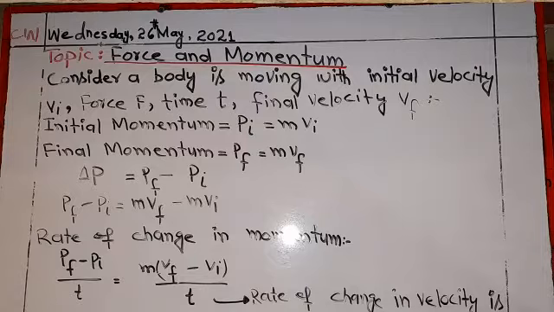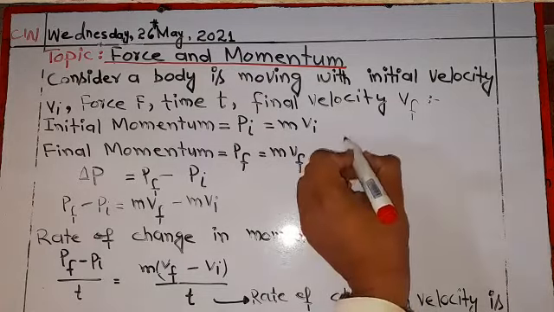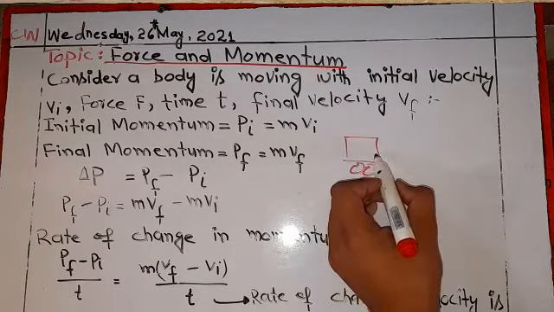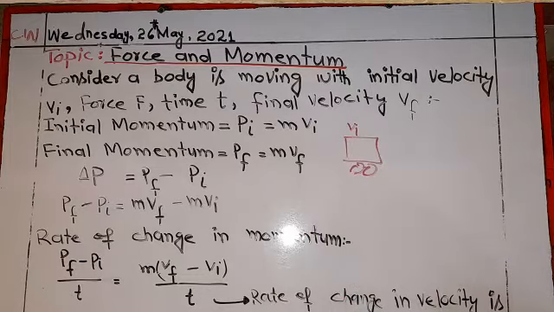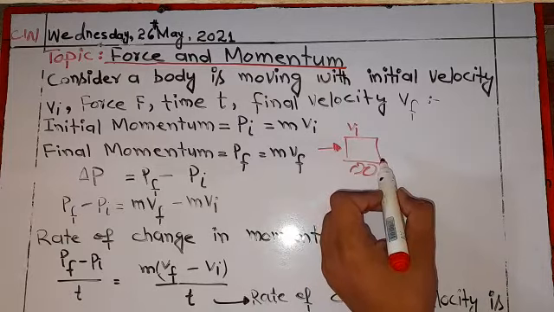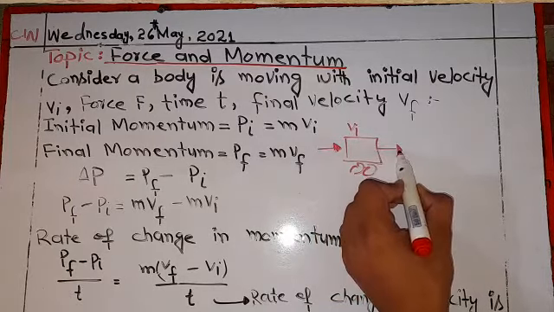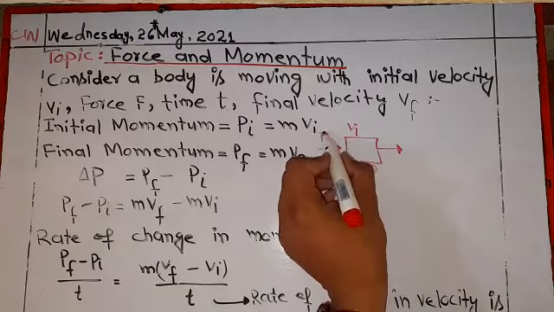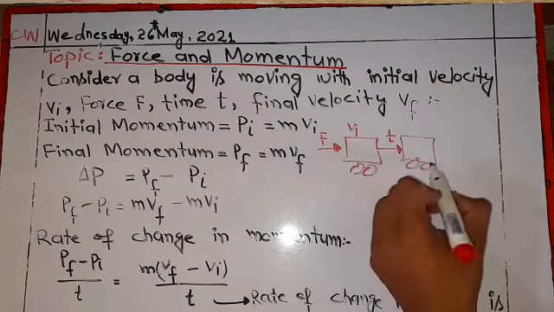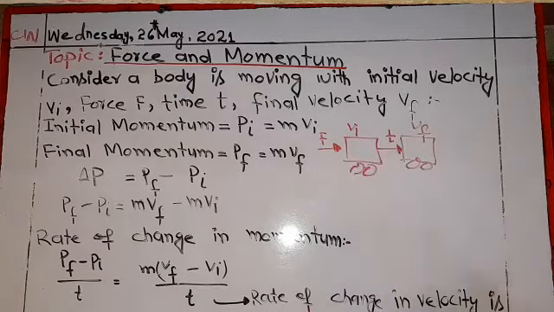Today we will discuss the relation between force and momentum. First of all, consider a body moving with its initial velocity, Vi. When we apply a force on that body, it will cover some distance in the direction of that force. After some time t, its velocity becomes Vf, the final velocity of that object.